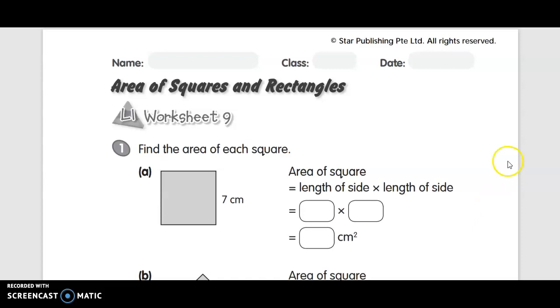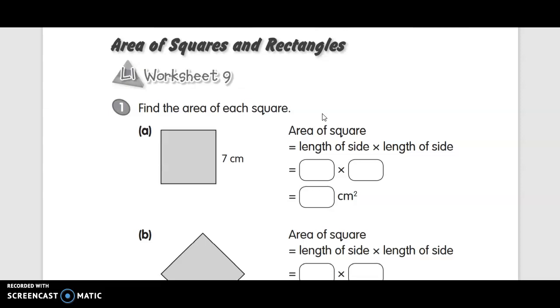Let's begin. Okay, area of squares and rectangles, and we have learned that area means the space within the shape. So let's go with the first question. Find the area of each square. So we're talking about square, and what is the property of square? Do you remember? That all the sides are equal, right? So if this is 7 cm, these would be 7 cm.